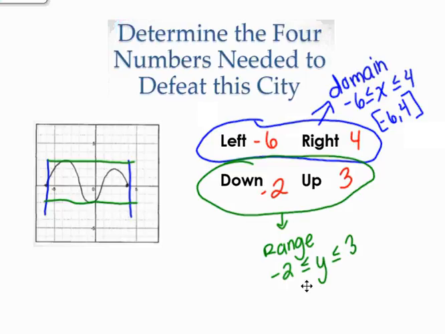Then I would write it in interval notation. Y's from -2 to 3. So you could represent it either way. Either this way for domain and range, or in interval notation.